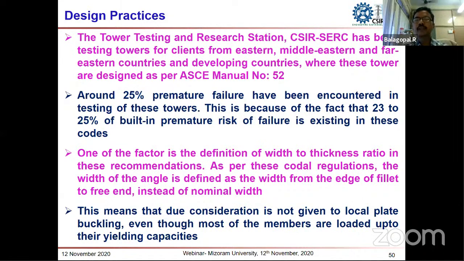the computation of the b/t (width to thickness) ratio, we are computing from the root fillet radius to the edge of the fillet. It has to be computed from the nominal width; the entire width of the angle section has to be taken in computing the b/t ratio of the angle section.